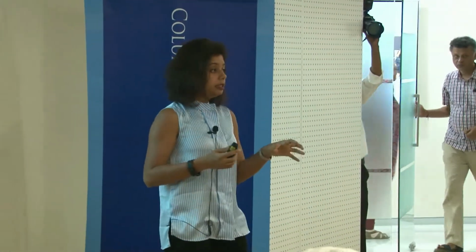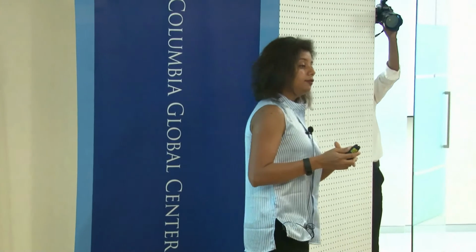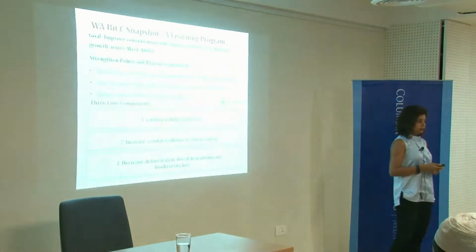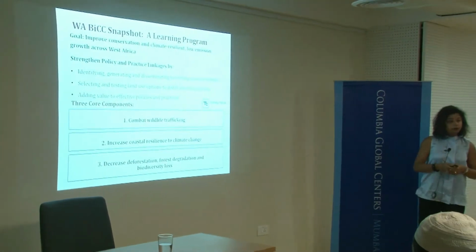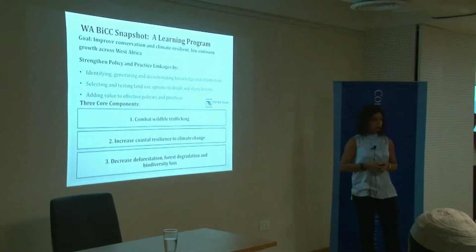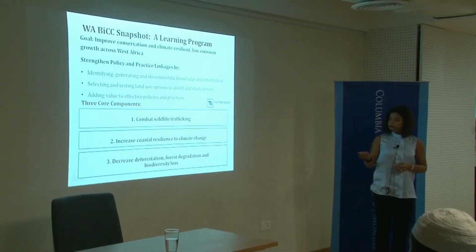We are working with NGOs. We are working with agencies or research institutions in West Africa and also in other parts of the world who have expertise in these regions, basically focusing on three core components. Component one is combating wildlife trafficking, because it's a huge deal in West African countries. Number two is increasing coastal resilience to climate change. And number three is decreasing deforestation, forest degradation, and biodiversity loss. So I am leading part of component two, which is increasing coastal resilience to climate change.